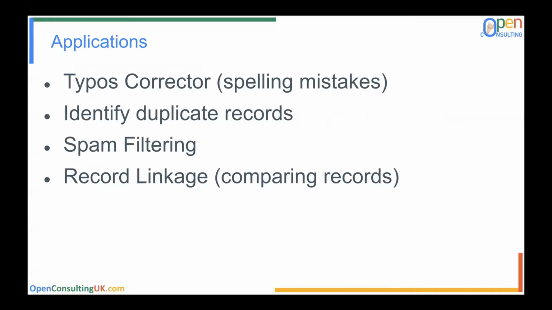Let's first look at some of the applications of fuzzy matching. Typo errors, that is, if you have spelling mistakes, it will still identify the records correctly. Identifying duplicate records, spam filtering, record linkage. This is where we compare records even if we are not getting an exact match, like we saw in our problem.